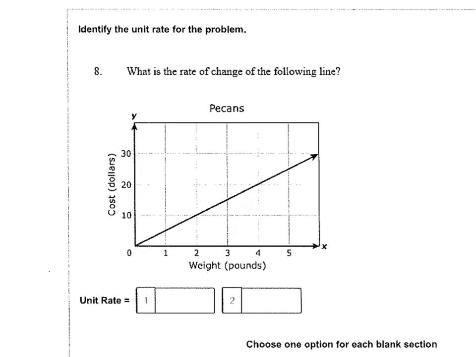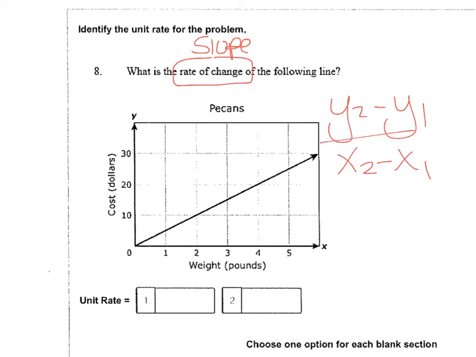Number 8, the rate of change. So we're going to find 2 points. Remember, rate of change, same as slope. So we're using that formula, y2 minus y1 over x2 minus x1. And because I can, I'm going to use 0, 0 because it's there. And I'm going to use this 2 and 10. So I have 0, 0, 2, and 10.